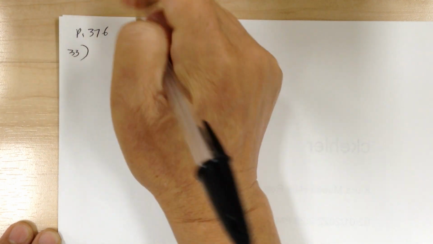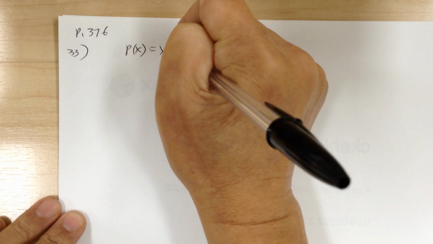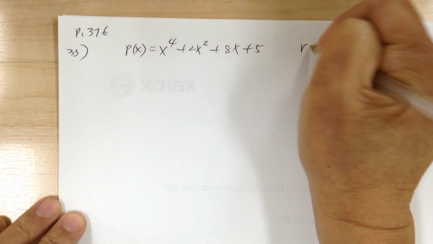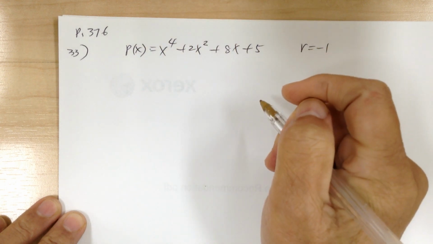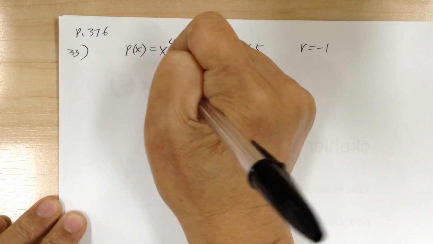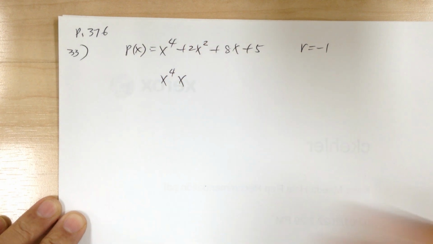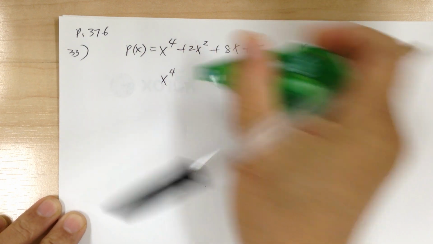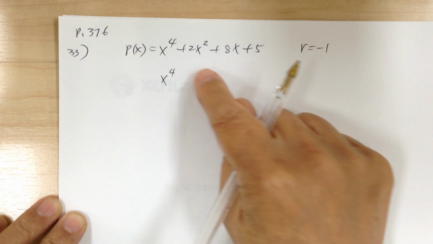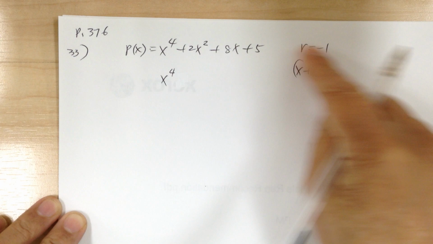Okay, number 33. You have p of x equal to x to the 4 plus 2x squared plus ax plus 5, and r equal to negative 1. So you want to show that this is a double root of p of x equal to 0. So basically what you want to do is show that this is a factor; well, this came from x plus 1. And so you want to show that this is the factor of that.